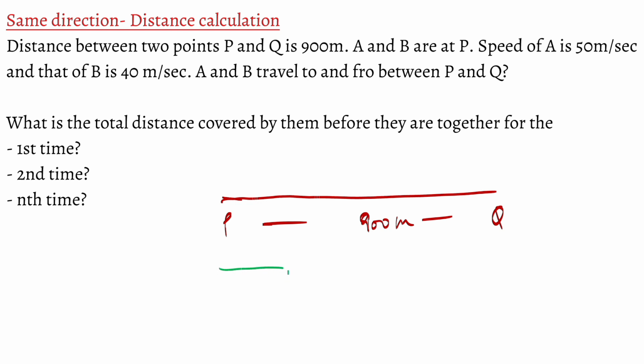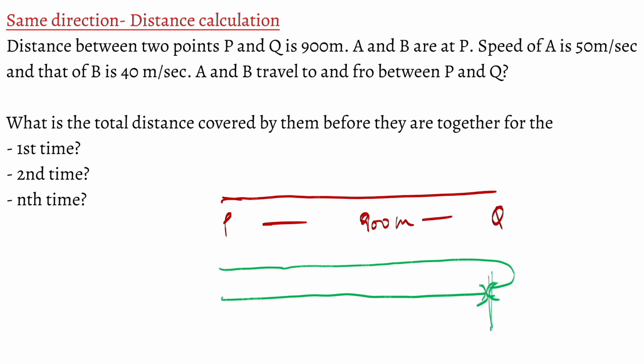As the speed of A is greater than that of B, A travels here and again it turns back. Now B in the meanwhile comes here and they meet somewhere here. So the distance covered before they meet for the first time is, this is 900, this is one more 900, this is 1800 meters.